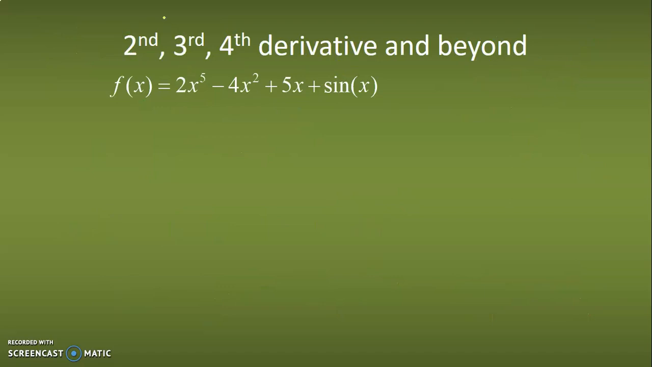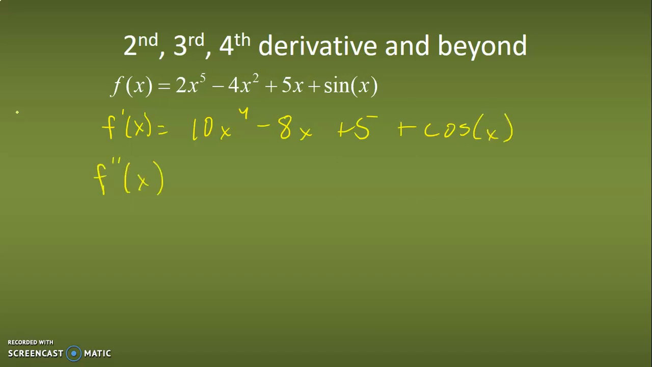All right, when you have to find the second, third, and beyond in terms of derivatives, just keep doing the same rules. So here's my original function. The first derivative would be 10x to the 4th minus 8x plus 5 plus cosine of x. The second derivative, so this is my first derivative, also just known as the derivative. This is my second derivative. It would be 40x cubed minus 8. That goes away. Cosine switches to negative sine.